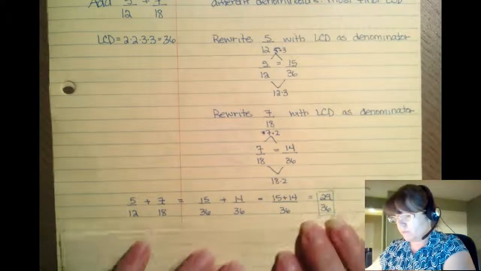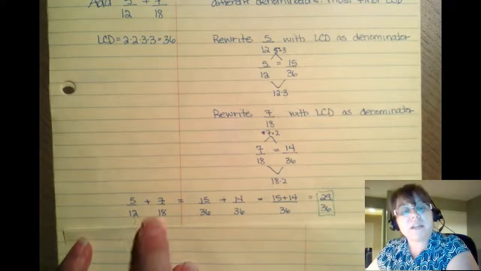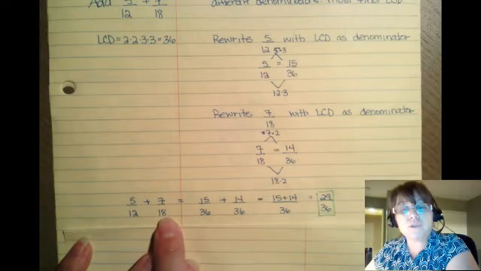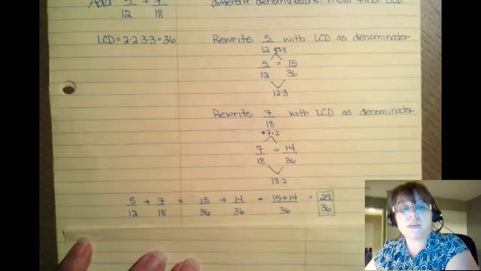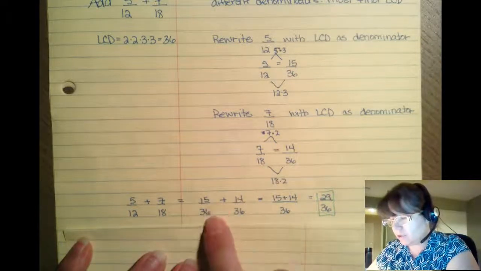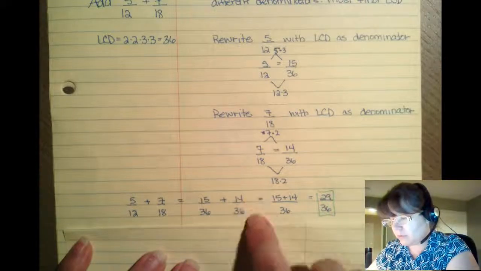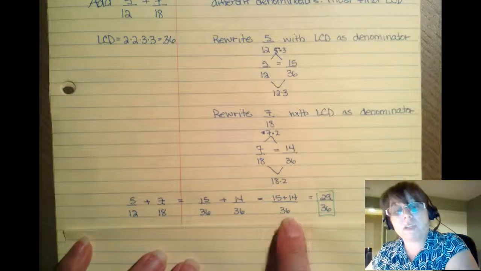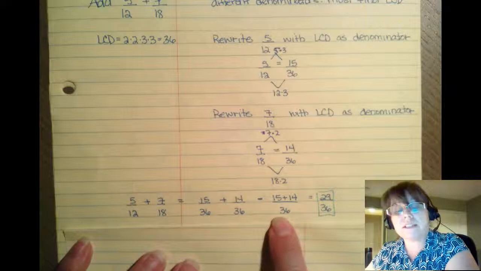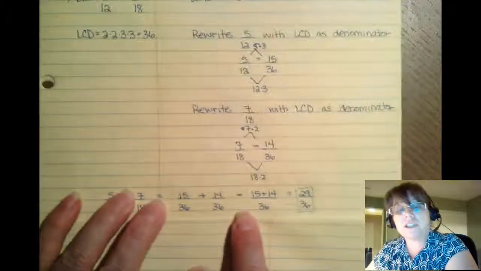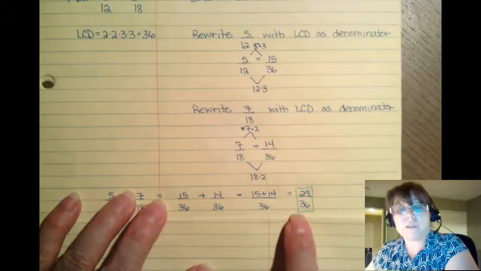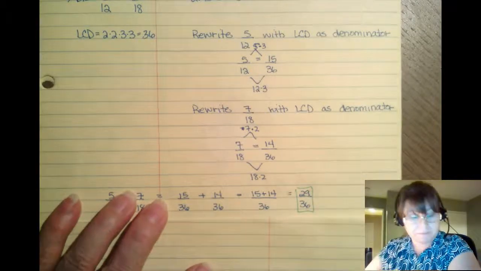And now 5/12 plus 7/18, let's go back to the original problem, and we're going to use the two fractions that we calculated, the 15 over 36 plus the 14 over 36. Now since they have the same denominator, we can rewrite it as one fraction, 15 plus 14 over 36. So our final solution is 29 over 36. And that does not reduce. So we're good with that answer.